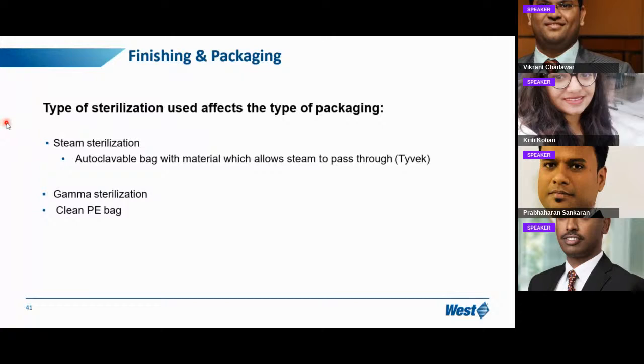Type of sterilization, this is also important. Without sterilization, no pharma manufacturers generally use these rubber stoppers. They can use either steam sterilization or gamma sterilization. So we understand from the customer whether they are using steam sterilization or gamma sterilization. If they are using steam sterilization, then we generally give an autoclavable bag with a material which allows steam to pass through, called Tyvek. If they are using gamma sterilization, we generally provide a clean polyethylene bag.